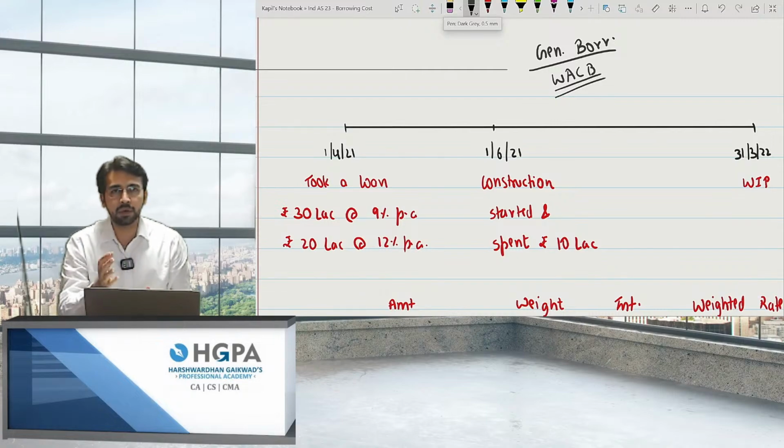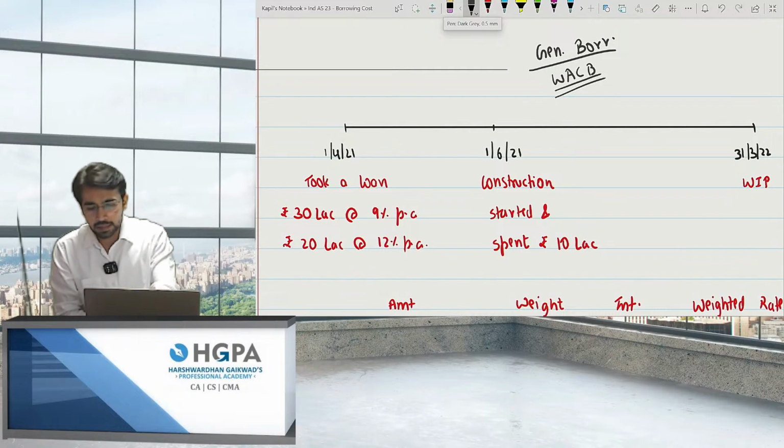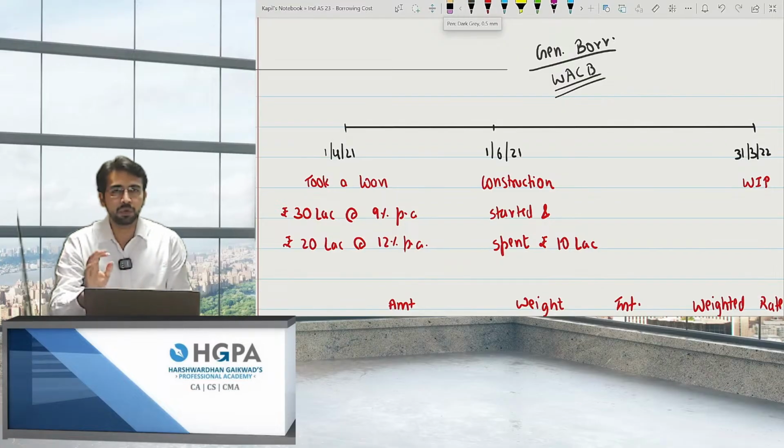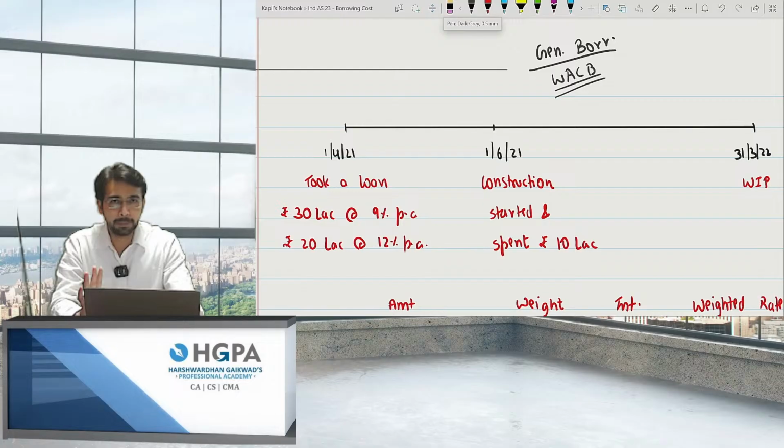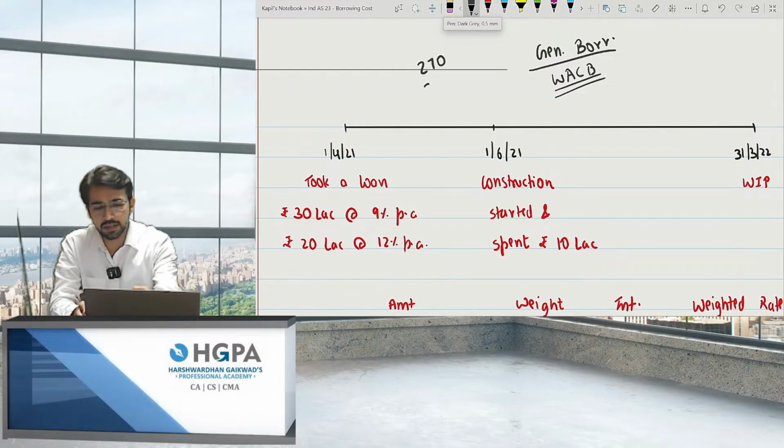Now how to calculate the capitalization rate? It is very simple. 30 lakh into 9%. What was the interest? You will say interest is 2 lakh 70. 20 lakh into 12%. What was the interest? You will say 2 lakh 40. Right? So 270 was the interest and 240 was the interest.